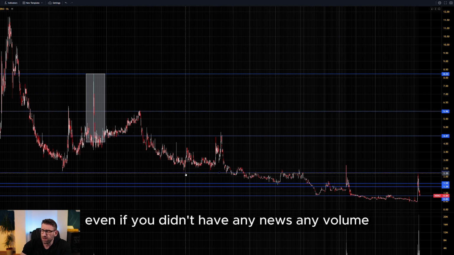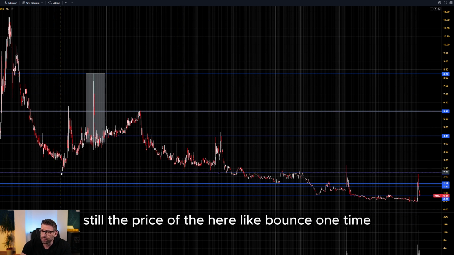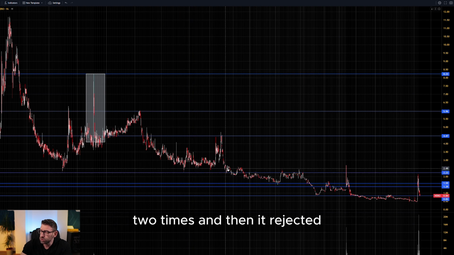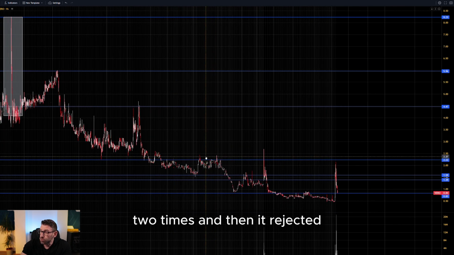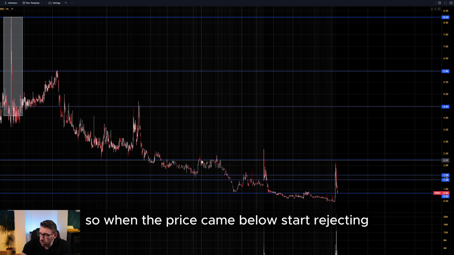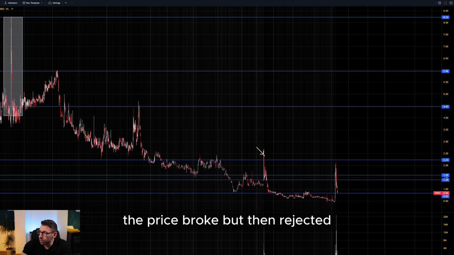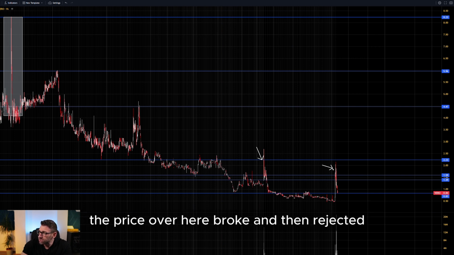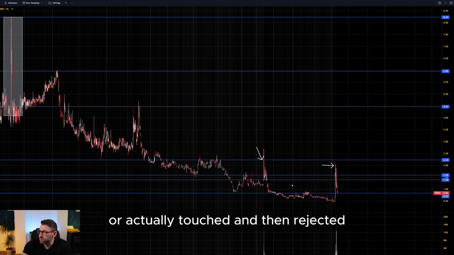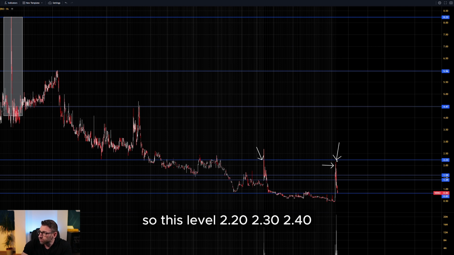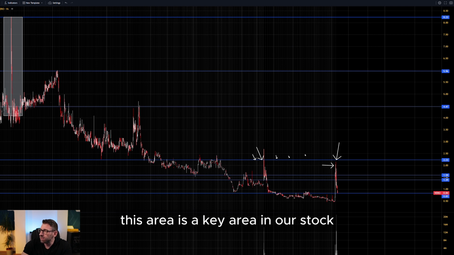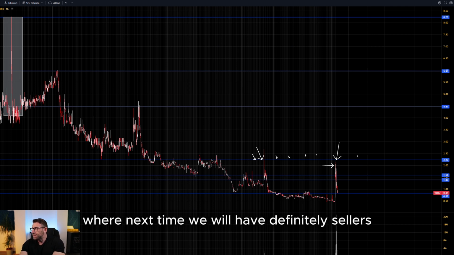Even if it didn't have any news, any volume, still the price over here bounced one time, two times, and then it rejected. So when the price came below, it started rejecting. So these days over here, the last 2 gap days, the price broke but then rejected. The price over here broke and then rejected, or actually touched and then rejected. So this level, 220, 230, 240, this area is a key area in our stock where next time we will definitely have sellers.